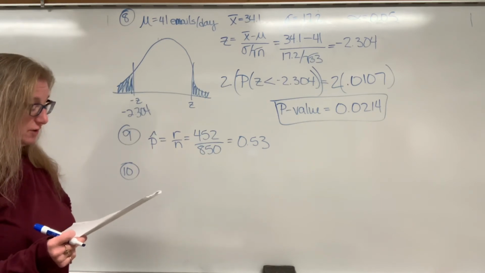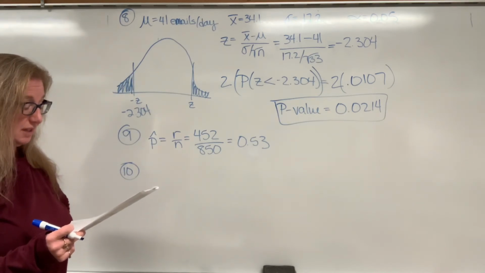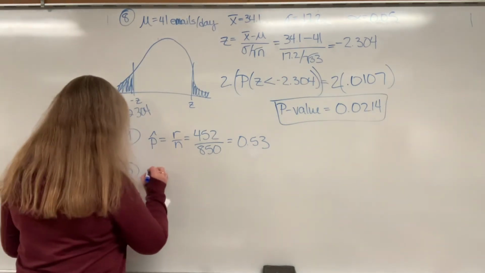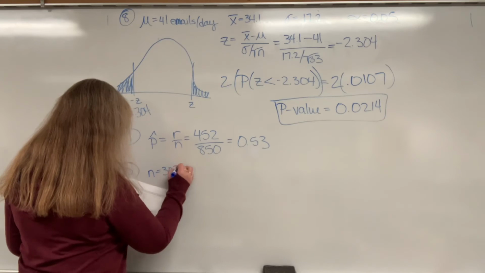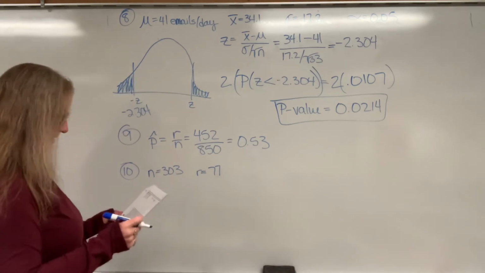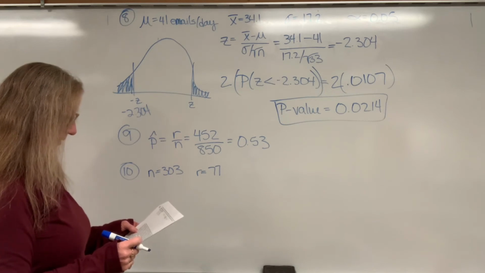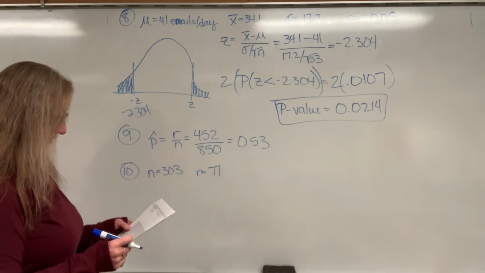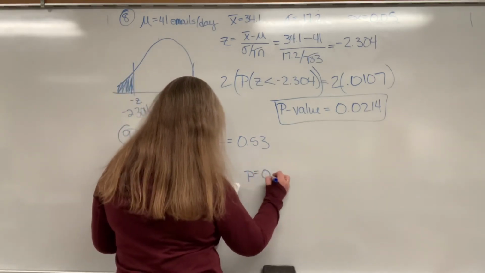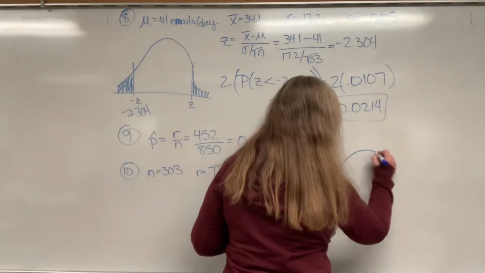Suppose you're an auditor for a very large corporation. The revenue report involves millions of numbers in a large computer file. Let's say you took a random sample of n equals 303 and r equals 77 of the entries, and had a first non-zero digit of 1. Let P represent the population proportion of all numbers. Test the claim that P, the real P, is less than 0.301. Okay, so this is a left tail.